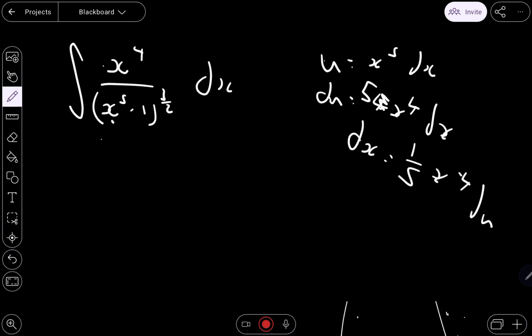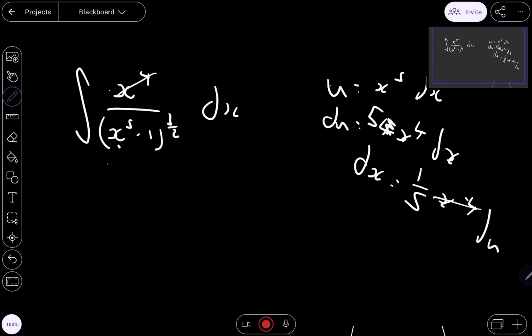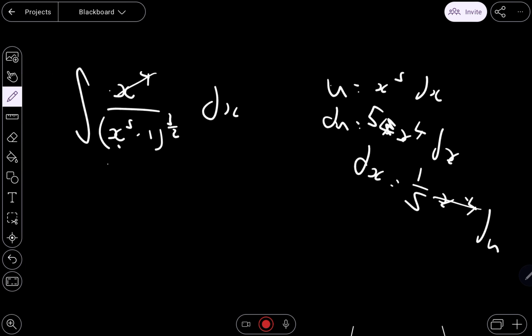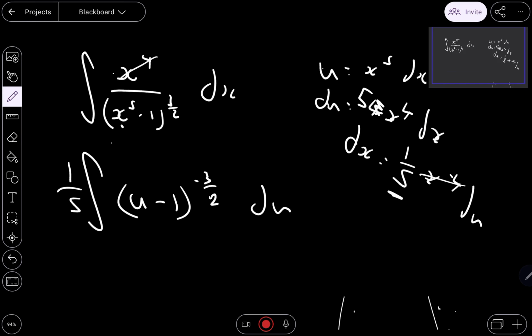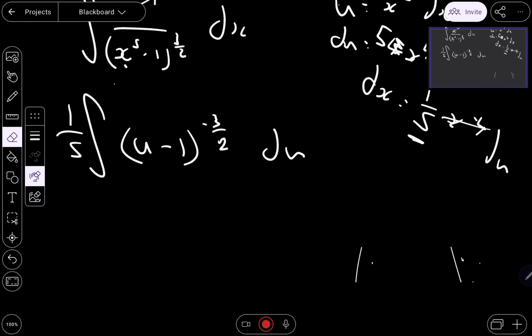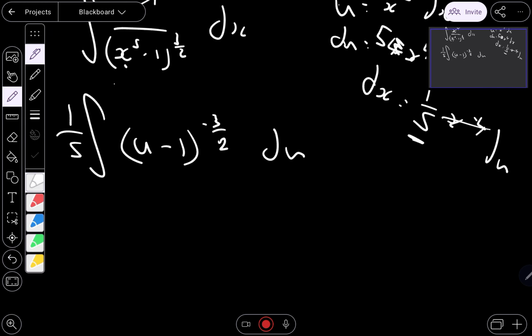But in any case, what I'm saying is that this x to the minus 4 would cancel with that x to the 4. So we'd end up with the integral of u minus 1 to the power, I guess, minus 3 over 2 du. We've also got this 1/5 just sitting there, so I can put that out there, I guess. Now, this is very easy to integrate, I think. These are me trying to get the other page up. This should be pretty easy to integrate, right?